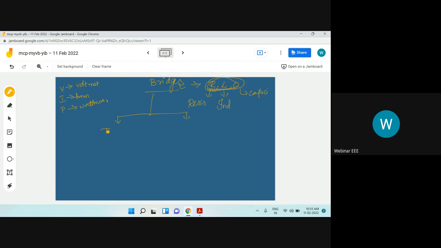There are two types of bridges, which we can classify based on the supply. DC bridges consist of four limbs with only resistors on either side, connected with a DC source, and in between we have a balancing circuit called a galvanometer. Whereas an AC bridge is also comprised of the same four limbs.